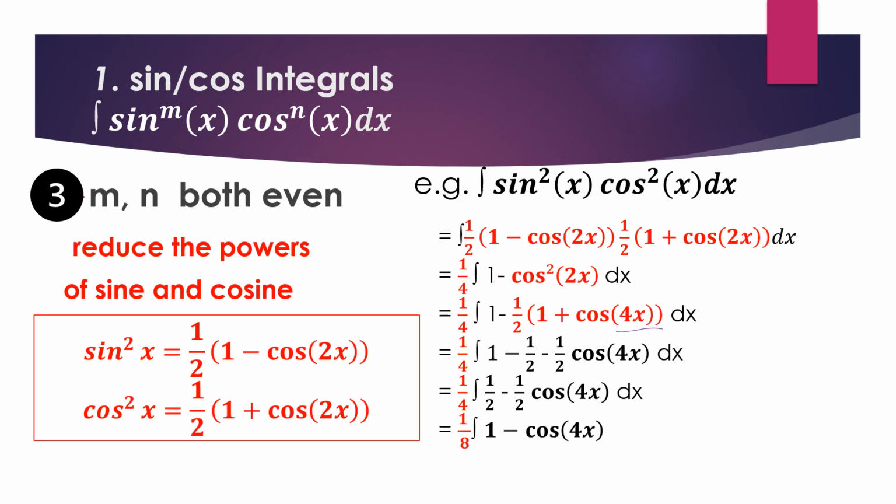And then we can calculate the integral now. Equal 1/8 times integral 1 dx is x, and minus sine 4x. Don't forget to divide by 4, plus c. Equal 1/8 x minus 1 over 32 sine 4x plus c.